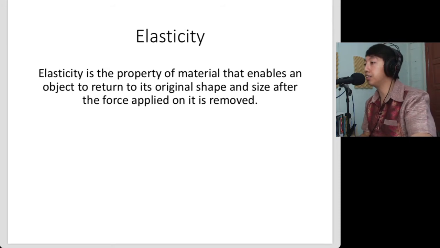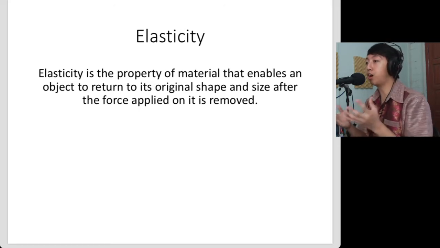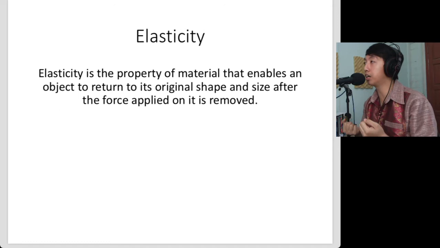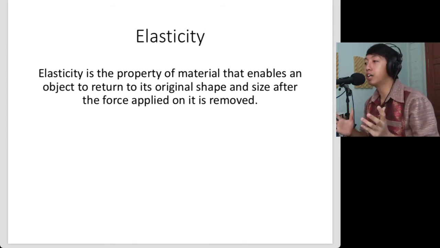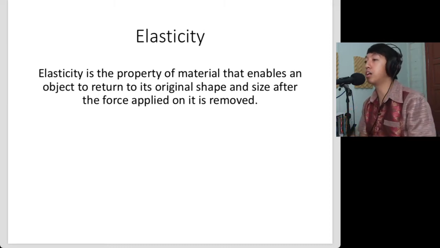So what is elasticity? Elasticity, as defined by your textbooks, is the property of material that enables an object to return to its original shape and size after the force applied on it is removed. To put it in simple terms, when you apply force on an object, that force changes the shape of the object. We've learned that way back in Form 2, actually. But some objects, after you remove the force, will stay in that shape. And some objects, which we call elastic objects, or objects that are high in elasticity, are able to go back to the original shape once you remove that force.